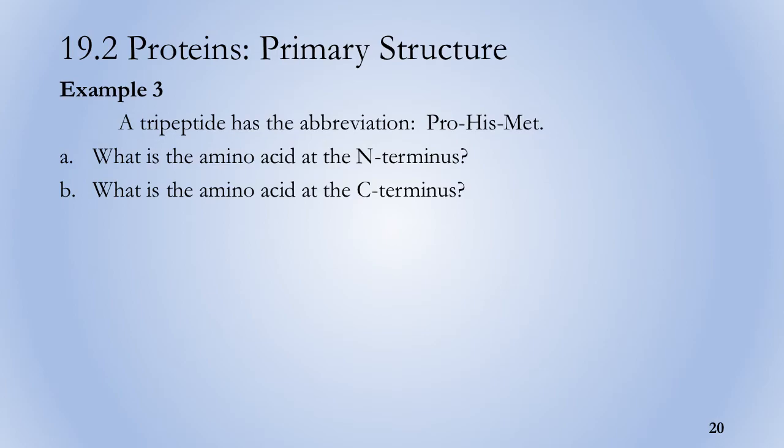Example 3 here asks you to find the amino acid at the N-terminus and the amino acid at the C-terminus of this tripeptide. Well, for any peptide, we're always going to start with the N-terminus. So the N-terminus is PRO, which is proline, and the C-terminus will just be the complete opposite end of the chain, and so it's methionine.